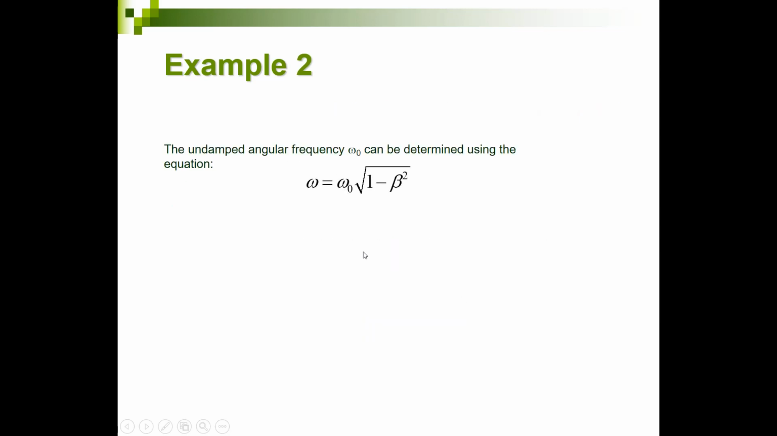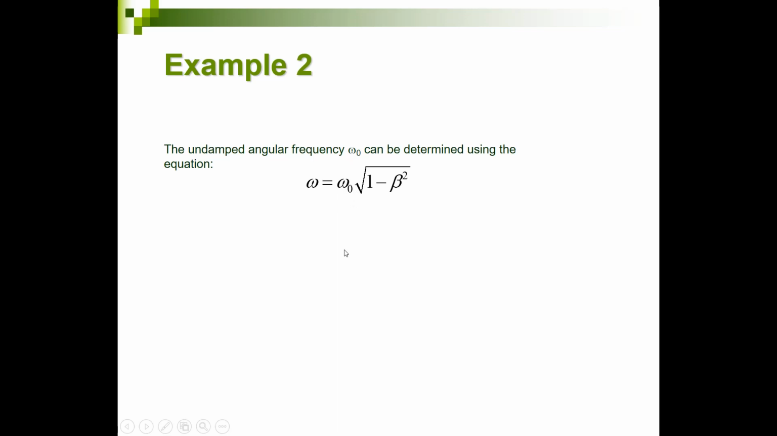So then we have one parameter left, and that is the omega 0. The omega 0, the undamped angular frequency, can be derived from the equation that the omega, which is the damped angular frequency, is equal to the undamped angular frequency times the square root of 1 minus beta squared. Well, beta has been determined in the previous step. So now we have to define a method to measure or to calculate the omega, and based on the omega and the beta we can calculate the omega 0.